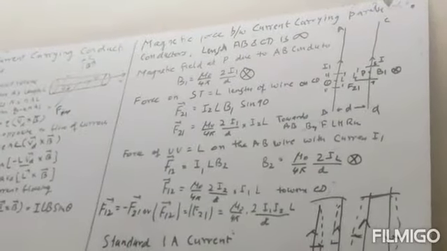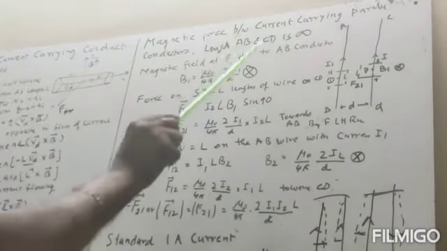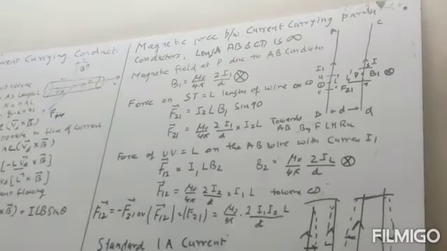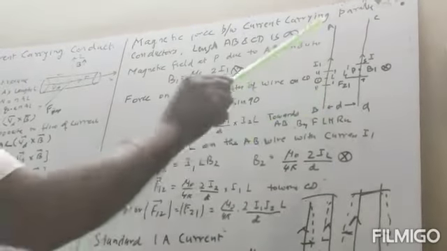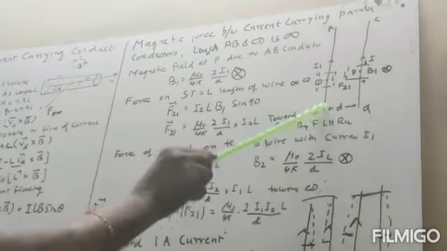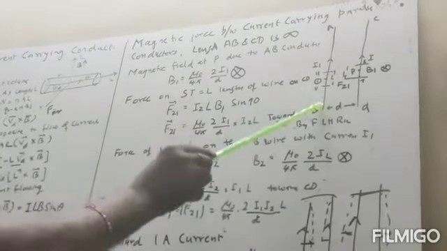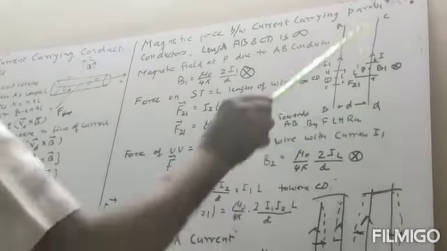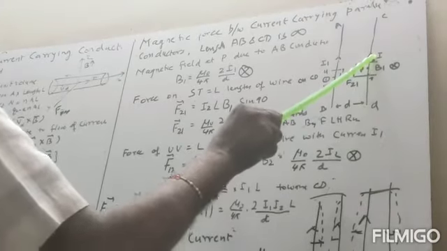Next topic is the magnetic force on current carrying parallel conductors of infinite length. We have two conductors AB and CD. Their length is infinite. The current I1 is passing through AB from B to A, and the current passing through CD is I2, from D to C. This is the direction of I1 here, and I2 is the current here.